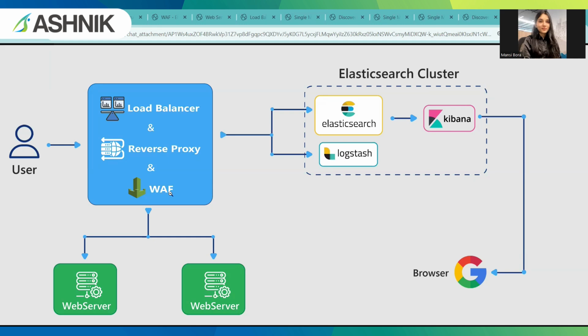Next, we have the Web Application Firewall. The WAF inspects the request for any security threats. It will filter out the malicious traffic to protect our web servers. The web servers will process the requests that come to them and will generate the response. All these logs from the load balancer, from the WAF, and from the web servers are pushed to Logstash.